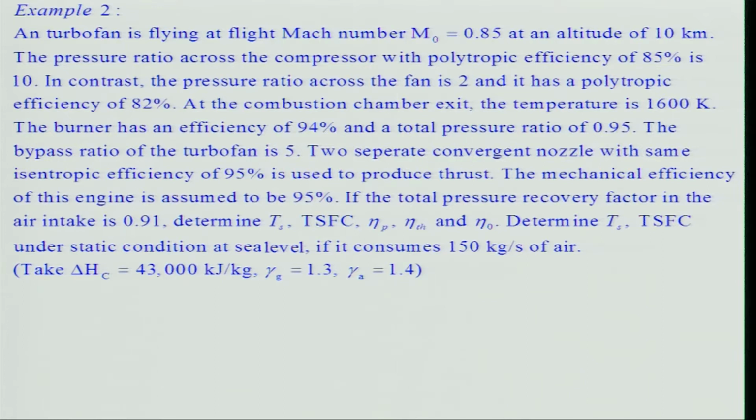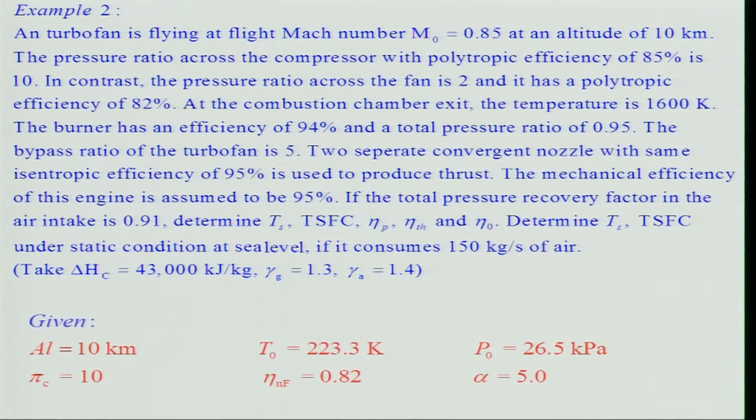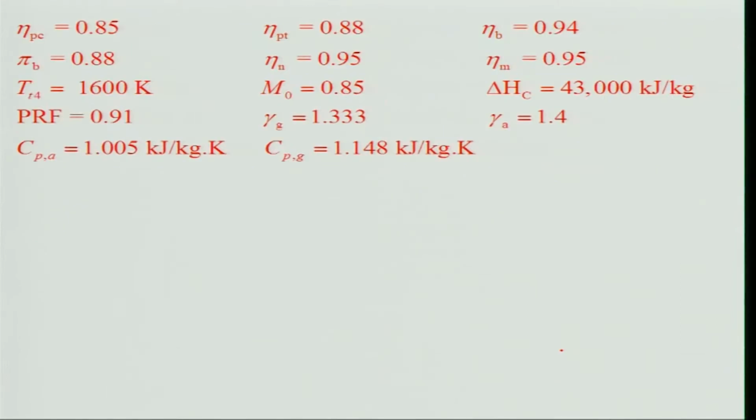Of course, the values of gamma g and gamma a are given. Keep in mind that the gamma g we will be using is 1.333, not 1.3 as I mentioned here. These are the conditions which I want to skip. The bypass ratio is 5, and at the altitude of 10 kilometers, T naught is 223.3 Kelvin, P naught is 26.5, pi c is 10, and these are the values which you are given.